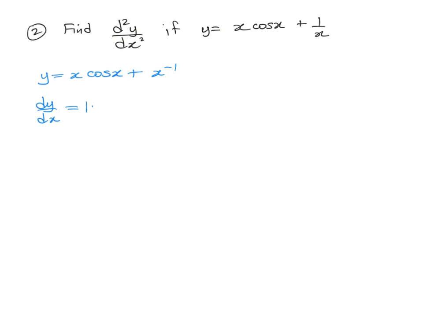And then times the second function left alone, so times the cosine x, plus, now I take the derivative of the second function, which is cosine x. The derivative of cosine x is negative sine x, and then times the first function, which was x, left alone, so times x. And so that now is the derivative, using the product rule, of this term of the function.